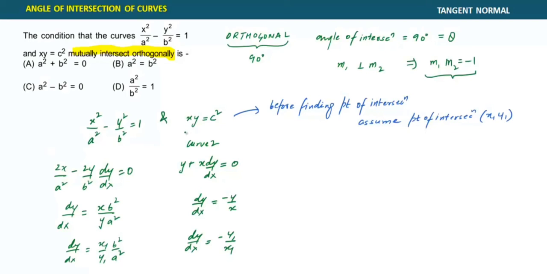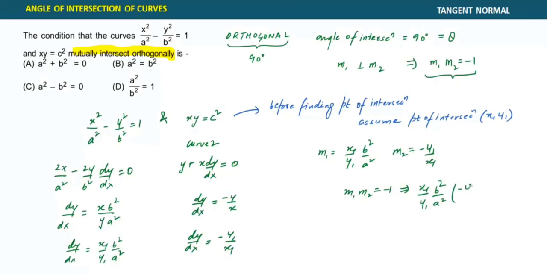Wait, you do not have to immediately start solving for the point of intersection. In many cases, it might not even be required. So now m1 for this is x1 by y1 times b square by a square, and your m2 is minus y1 by x1. You wanted m1 m2 to be equal to minus 1.